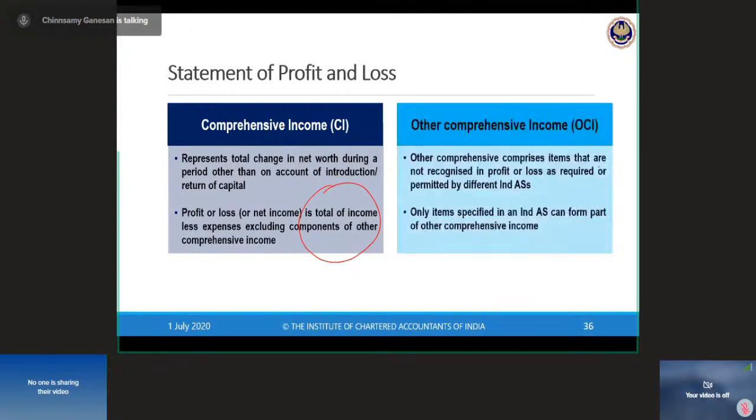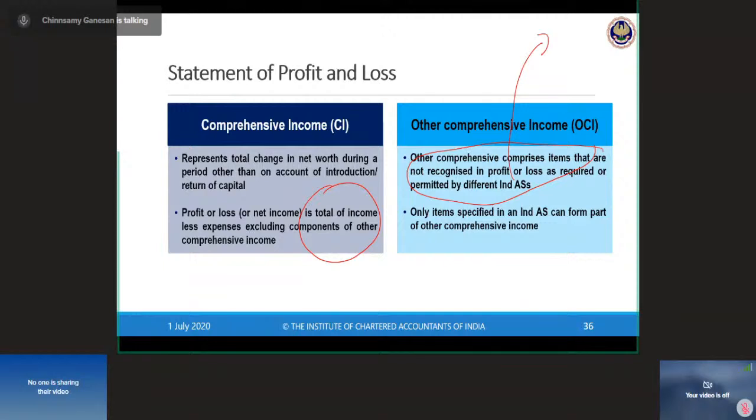It is certain items which cannot be part of the P&L, because the standards define that you have to have it as other comprehensive income. In simple terms, most of the items in other comprehensive income are unrealized gains and losses, which on settlement or disposal of a particular asset or liability will be taken to the profit and loss account. That's what other comprehensive income is all about.